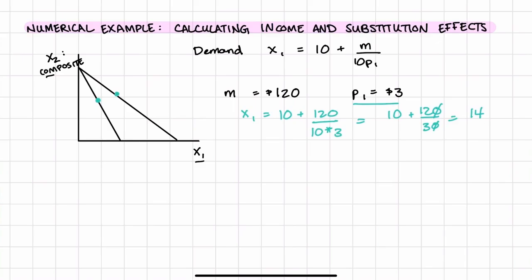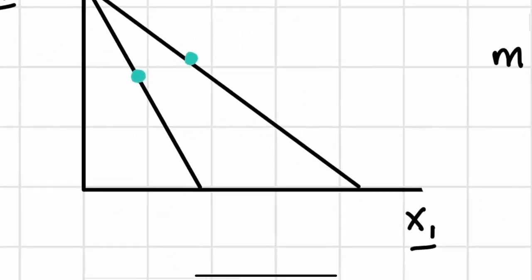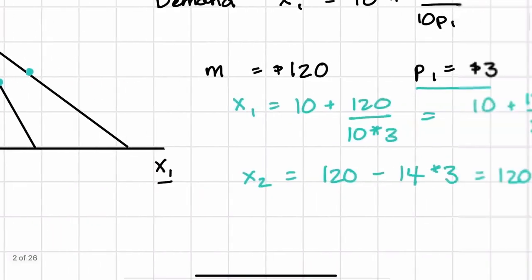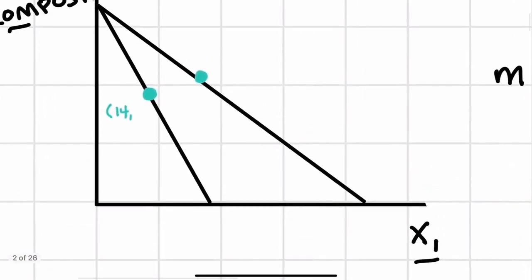And then how much money is left over? So that's our x2. X2 will be 120, our income, minus our expenditure on good one, which is we buy 14 units at a price of 3. So it'll be 120 minus 14 times 3, which is 42. So it's a total of 78. So that will be this first point here. We buy 14 units of good one, and we have 78 units of good two.